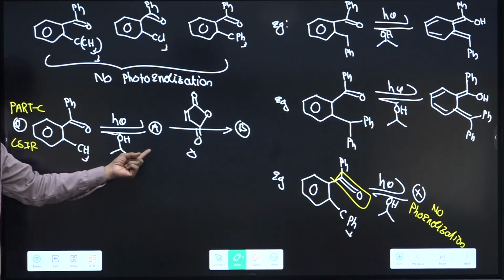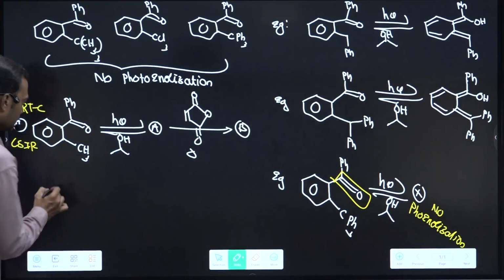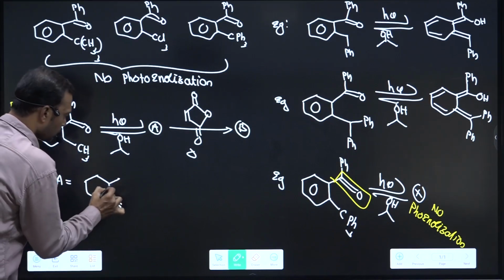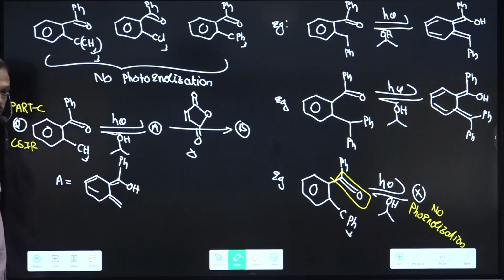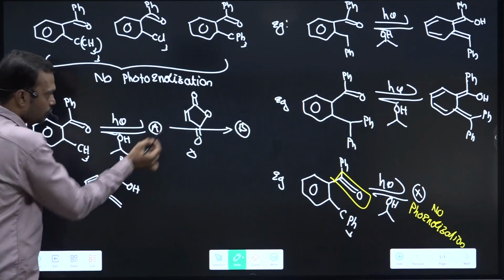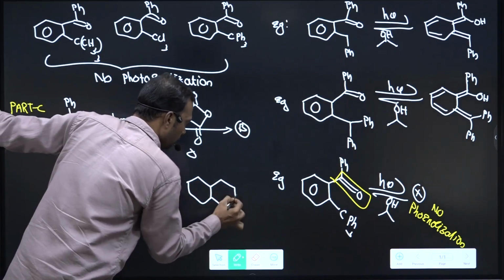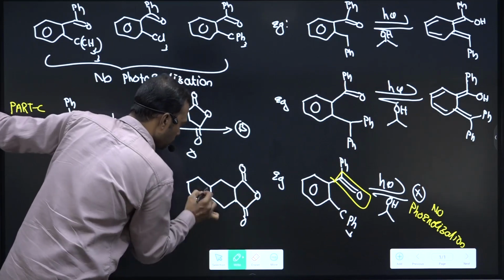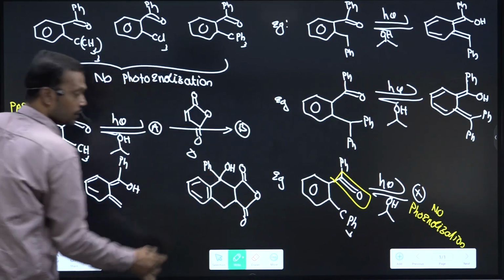Definitely they will give photoenolization, then later a Diels-Alder reaction, a pericyclic question. So what is A here? Can I write the photoenol product? You write the double bond here, then this is Ph and this is OH. Now this is the dienophile and this is the diene. The diene and dienophile combine together and you will get this answer. C double bond O, C double bond, this is OH and this is Ph. That is the answer.